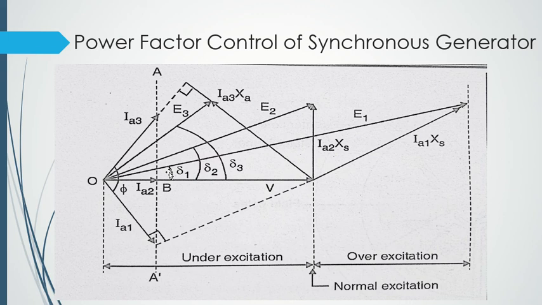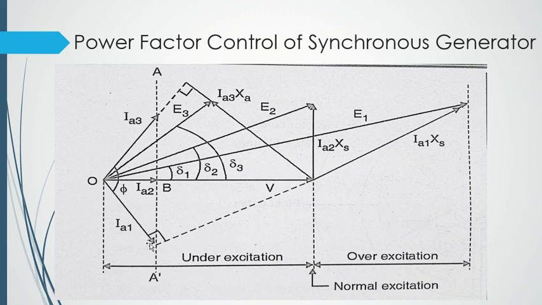And now let's consider this first case where we are taking V, E1 and IA1 only. Forget about all the other vectors which you are seeing on the screen right now. Just focus on these three: we have V, we have E1, this one, and we have IA1. Let's consider an excitation of, say, IF1, and we have EMF. What is the value of EMF here? E1.